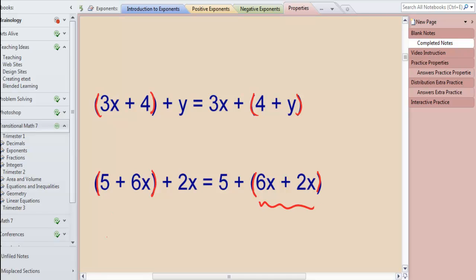Why is that? On the left-hand side, 5 and 6x are not like terms, so we could not start this problem out by adding 5 and 6x. We would have to add 6x plus 2x. So we would have to complete the problem the way that the right-hand side of the problem asks us to.